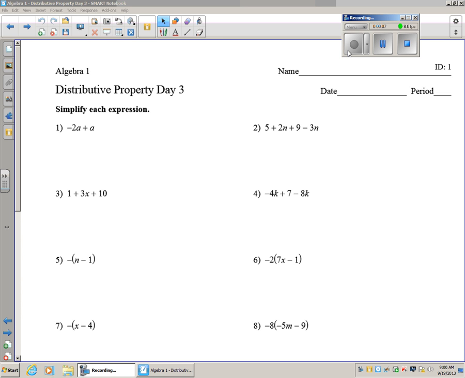Distributive property, day 3. Number 1 says negative 2a plus a. You only have 1. That's negative a.